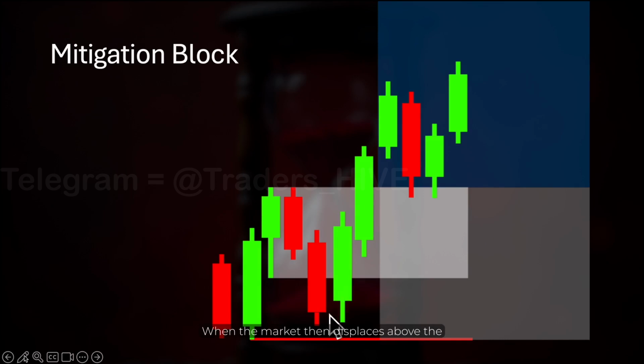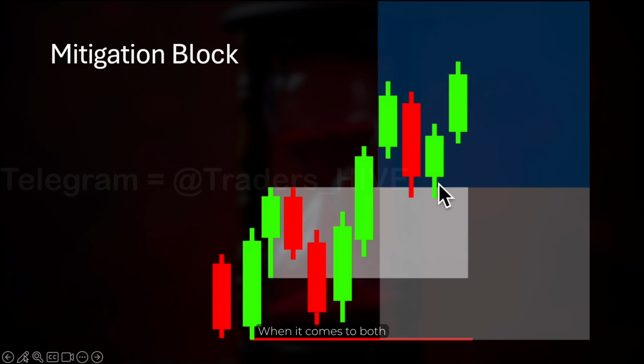When the market then displaces above the last upclose candle right here, we anticipate that this upclose candle is likely going to function as support on price. So when the market retraces into that upclose candle, that's a potential buying opportunity. Our stop loss gets placed below this low right here. That's the safest stop loss placement.